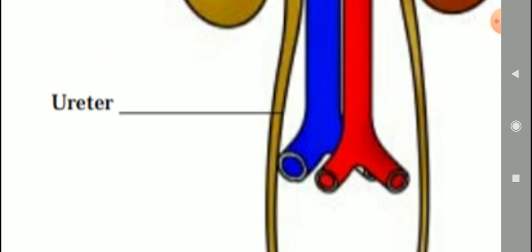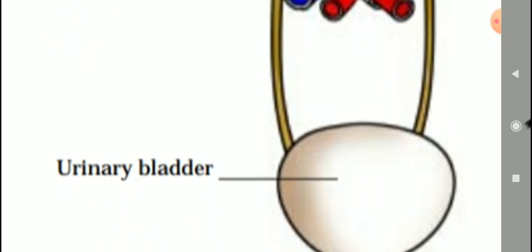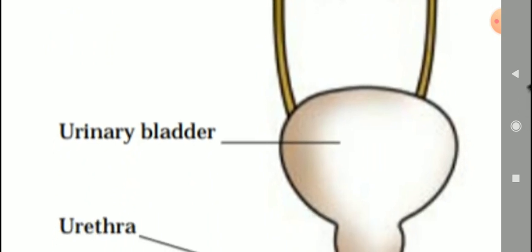Already we learned the ureter. The ureter is a tube-like structure. Next, the urinary bladder. This is a sac-like structure. The muscular tube is called the urethra. The urinary bladder is a sac-like structure. The urine goes into the urinary bladder.